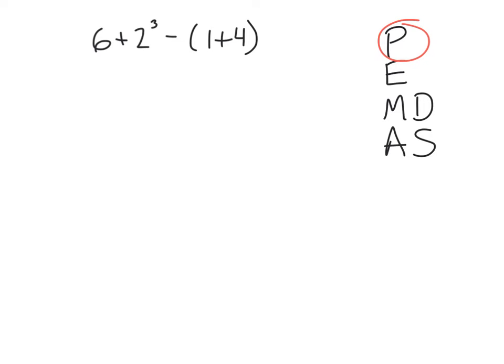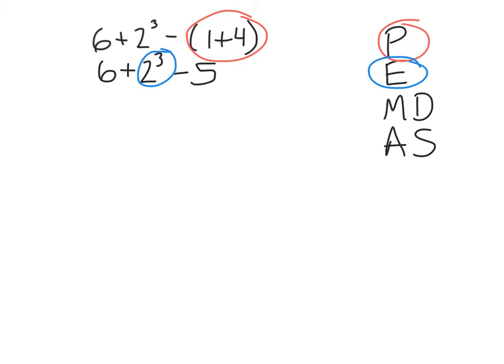We do have a set of parentheses, so we're going to go ahead and write the rest of the expression, 6 plus 2 to the third minus, and we have a parentheses, 1 plus 4, which is 5. Exponents comes next. Once again, we have an exponent situation right here, 2 to the third power. Remember that that means 2 times itself 3 times. So 2 times 2 times 2. So we have the 6 plus 2 times 2 is 4 times another 2 is 8. And then we have our minus 5.